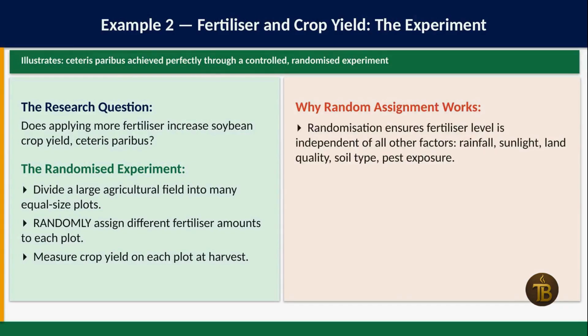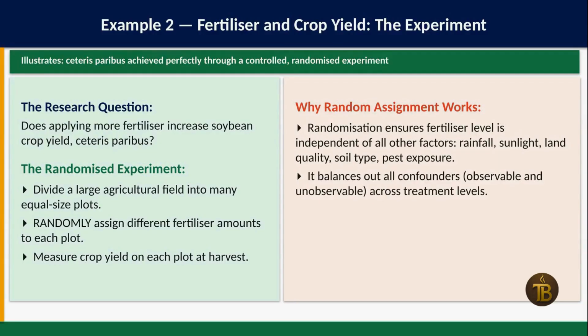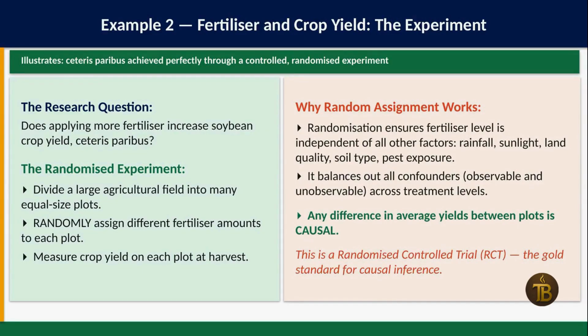Why does this work? Because randomization ensures that the fertilizer level each plot gets is completely independent of every other factor: rainfall, sunlight, land quality, soil type, pest exposure, all of it. Randomization balances out all confounders, both the ones you can observe and the ones you can't, evenly across every treatment level, which means any difference in average yields you observe between plots can confidently be called causal. This is a randomized controlled trial, or RCT, and it's the gold standard for causal inference.